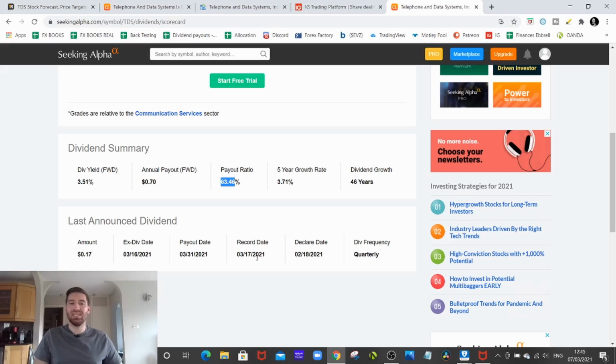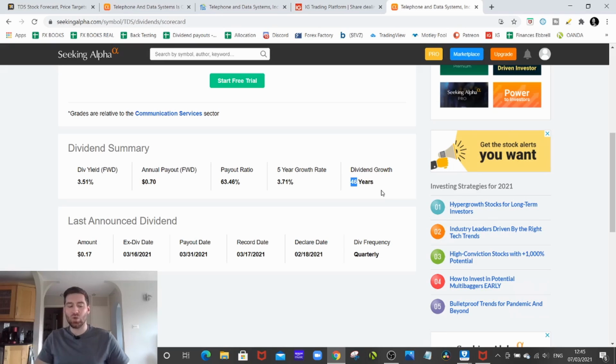We have a 5-year growth rate of 3.71%. And this is quite an interesting bit. They've been growing their dividends for 46 years. We are an aristocrat and we are 4 years away from becoming a dividend king. That makes it incredibly attractive to dividend investors.